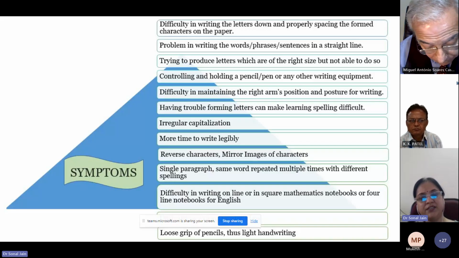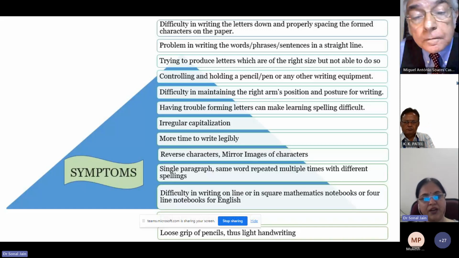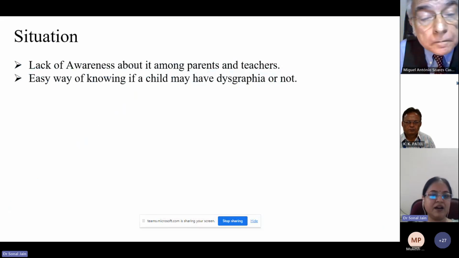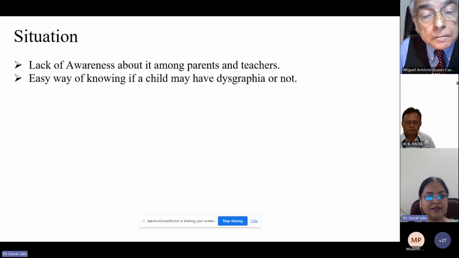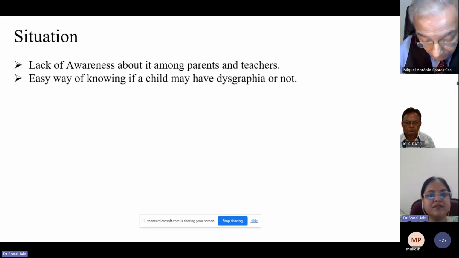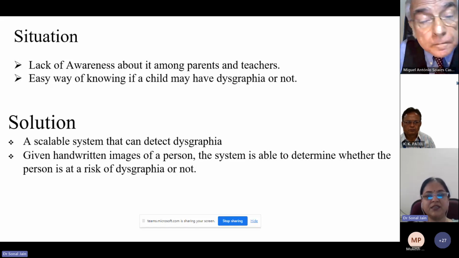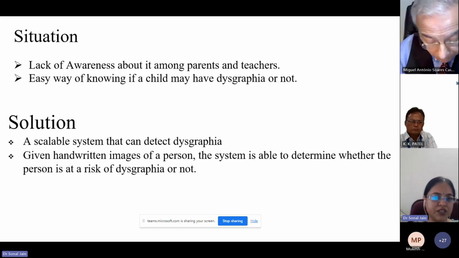So this is what dysgraphia is, and at times we tag these children as unmotivated kids. So the current situation is a lack of awareness among parents and teachers, and there is no easy way of knowing whether a child may have dysgraphia or not. That is, how does a person conclude that their child is at risk of dysgraphia? So the solution is a scalable system that can detect dysgraphia: given handwritten images of a person, the system should be able to determine whether the person is at risk of dysgraphia or not.